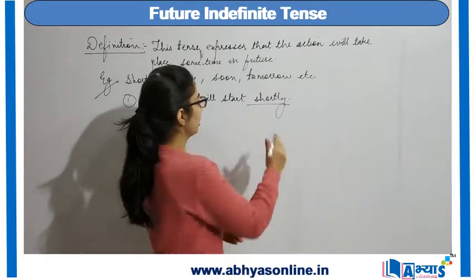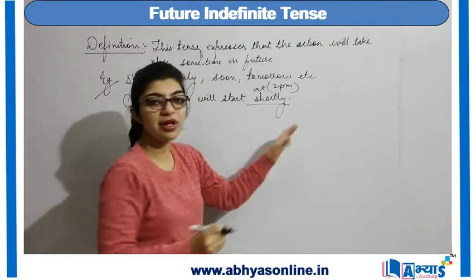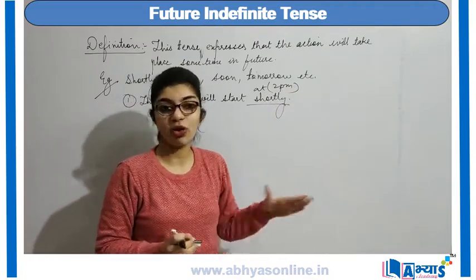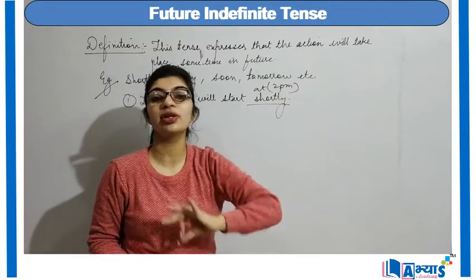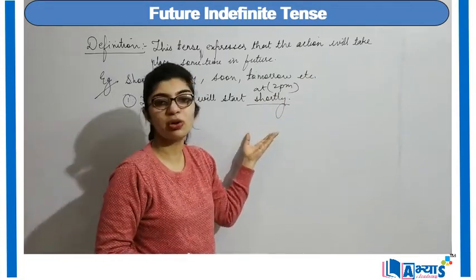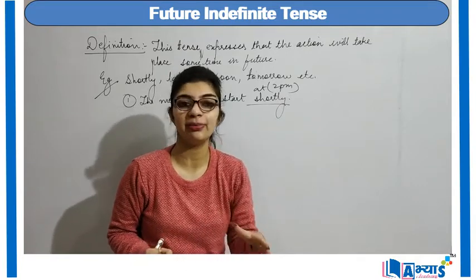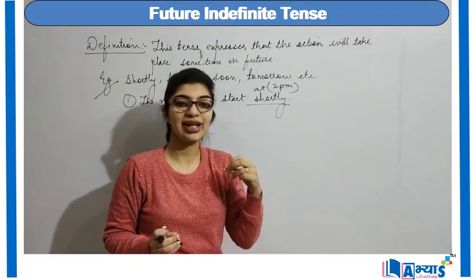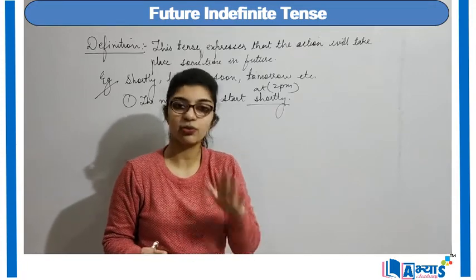If I say the meeting will start at 2 p.m., then this is future definite tense, because I know that definitely at 2 p.m. my meeting will start. But here it is shortly, and shortly means that there is no particular time. I cannot say the exact time, I cannot promise the time at which the meeting will start, but it will start soon.